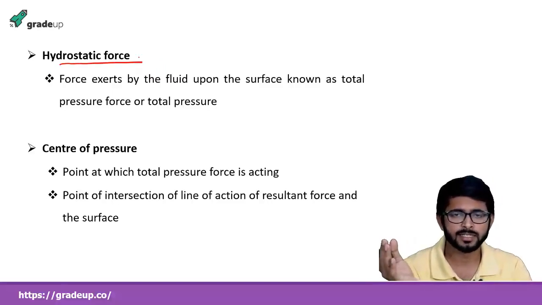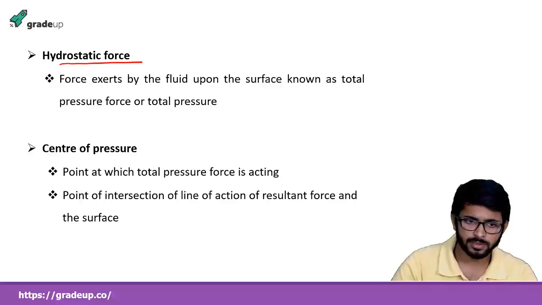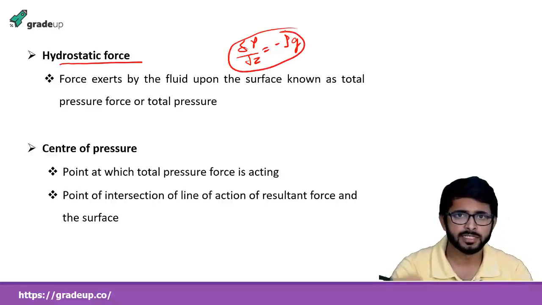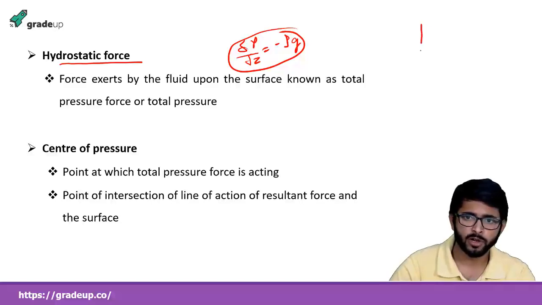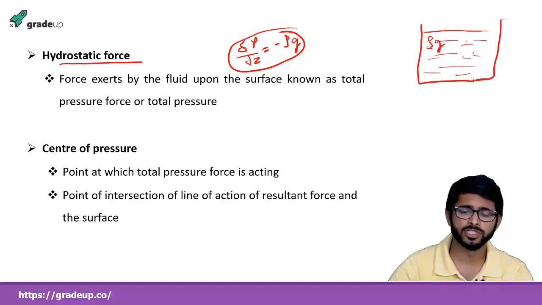Suppose a body is immersed in water or any fluid, the pressure gradient always occurs in the vertical direction, that is delta P by delta Z equals minus rho g. This is the hydrostatic law we have studied. So the pressure varies in the vertical direction. Suppose there is a tank containing some liquid of specific weight rho g.